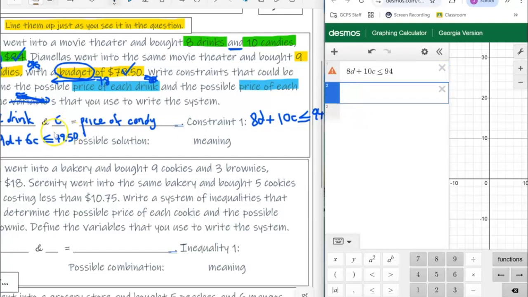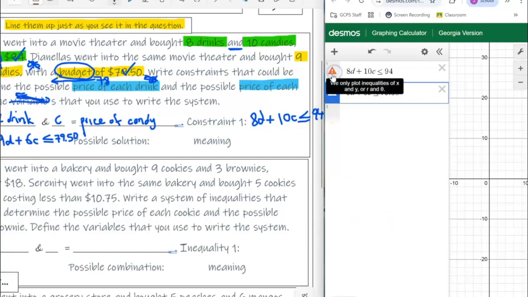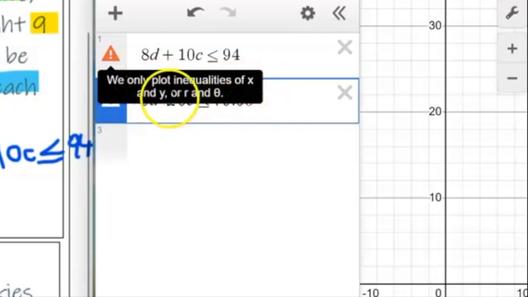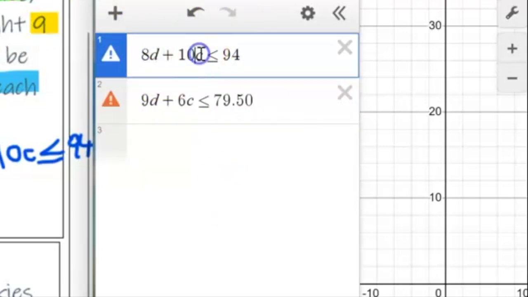Then on my new line, I type in my second constraint, which is 9D plus 6C is less than or equal to $79.50. Boom. All right, I can automatically see an error. I'm going to click on it. It says we only plot inequalities of X and Y. Okay, so they're saying basically, even though you're using drinks and candy, they don't recognize what that is. You have to make it X and Y.